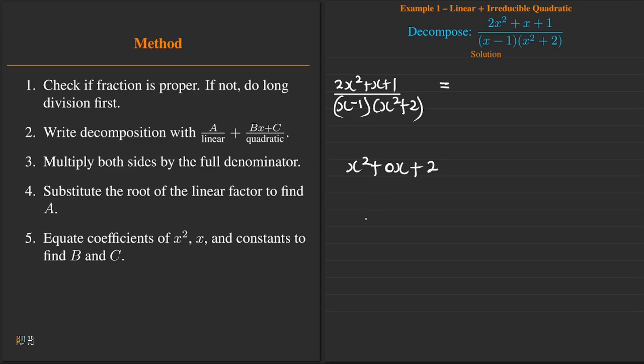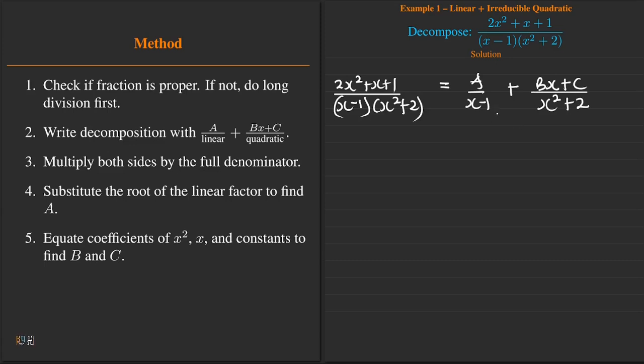You see, in other words, the discriminant is less than 0. So with that, we say for this linear factor, it is going to take an A over the linear factor, which is x minus 1. Then we have plus, for the quadratic factor, we are going to use a linear numerator, which is Bx plus C, all over your x squared plus 2.